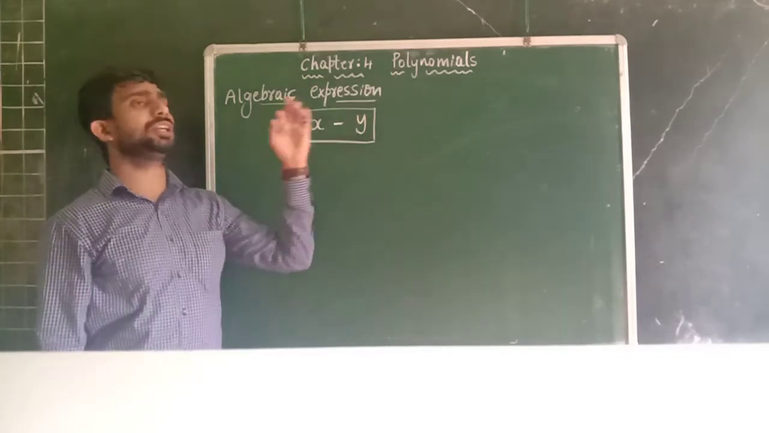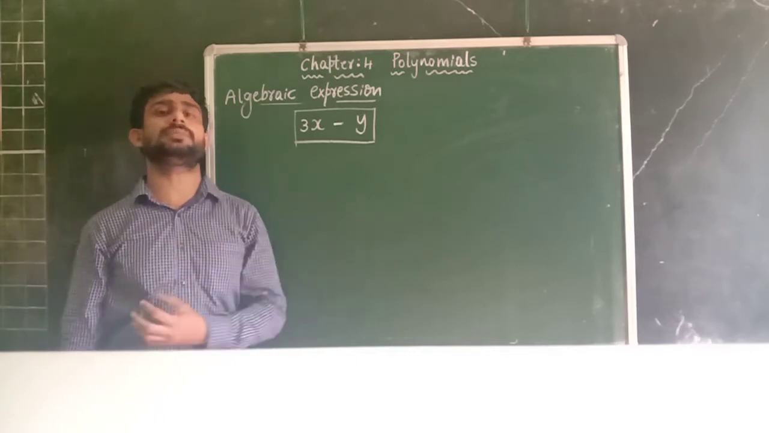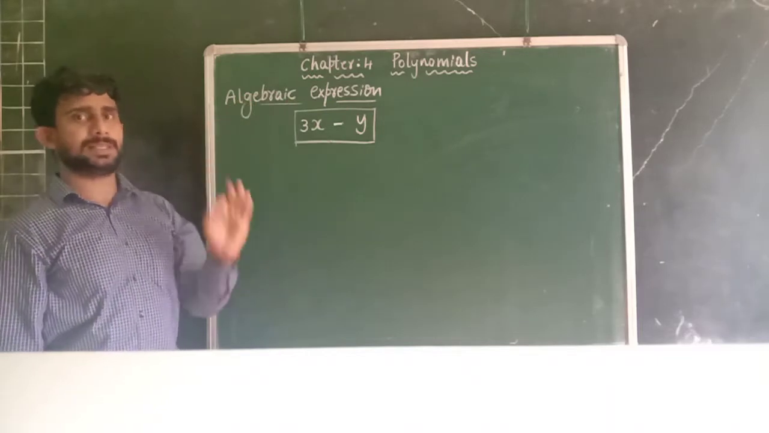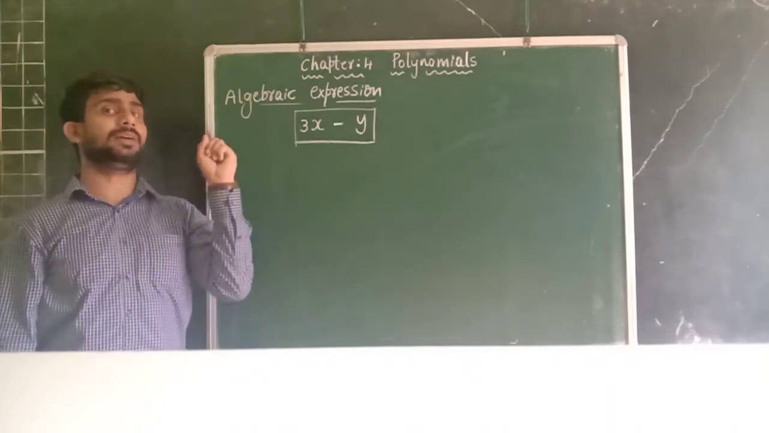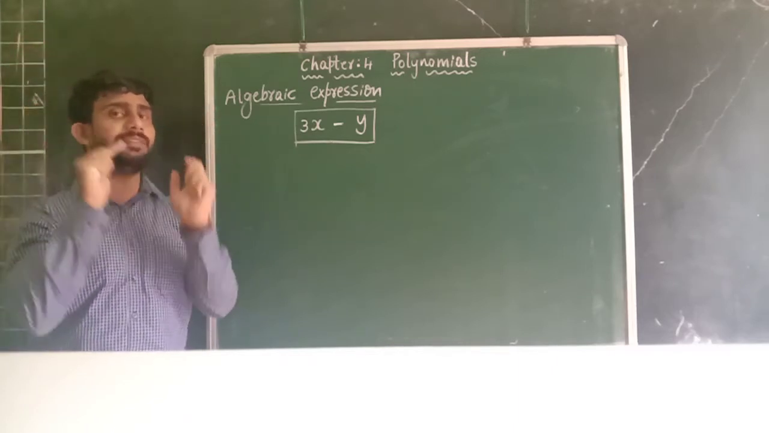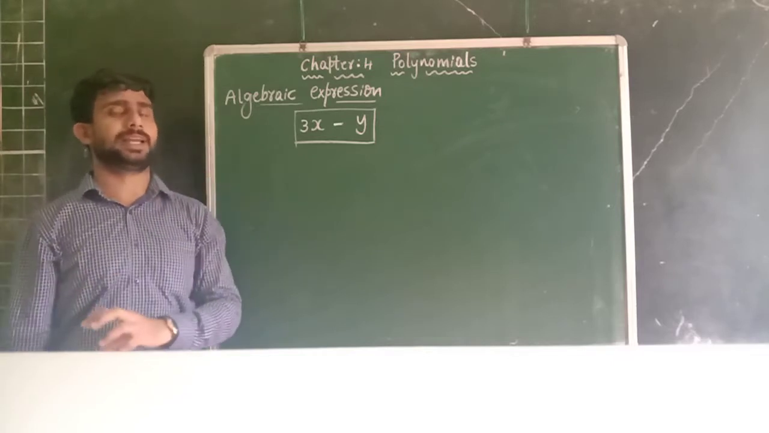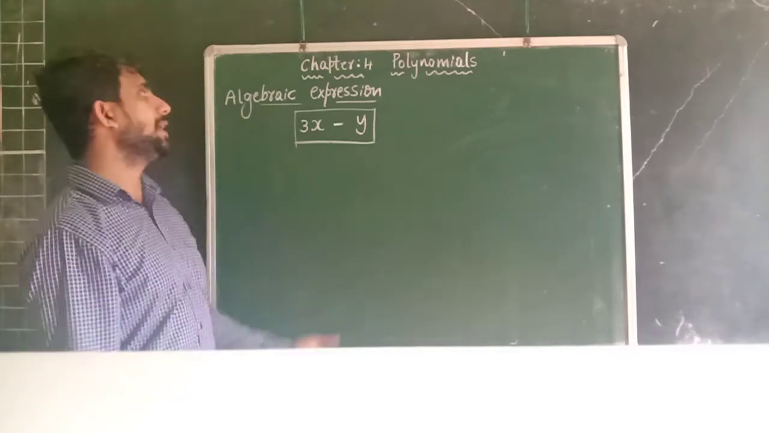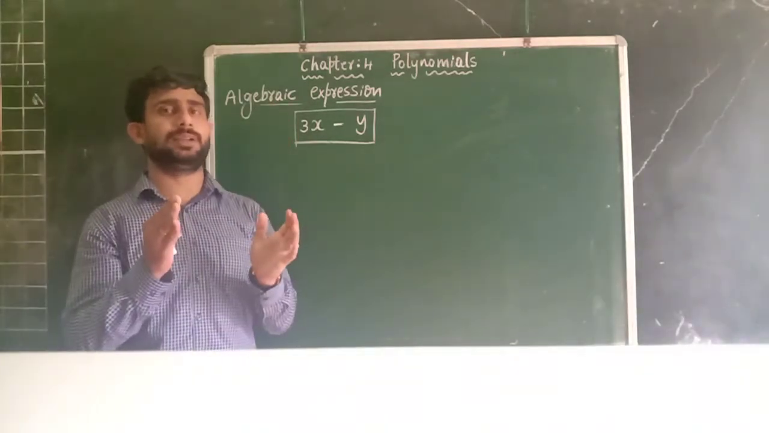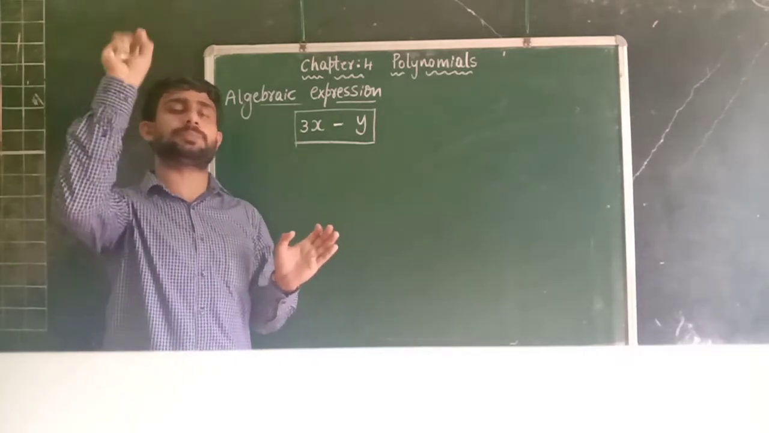In this chapter, we are going to study about a polynomial of one variable. Now, what is the meaning of a polynomial of one variable? A polynomial of one variable is an algebraic expression having one variable whose exponent, or power, of the variable should be a whole number. I'll repeat. Polynomial is an algebraic expression having one variable having a whole number as an exponent.